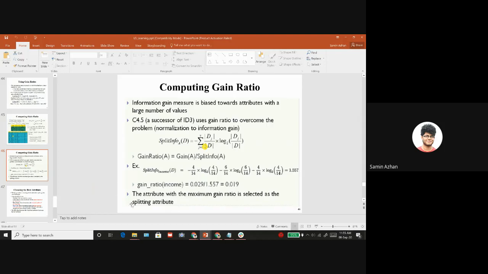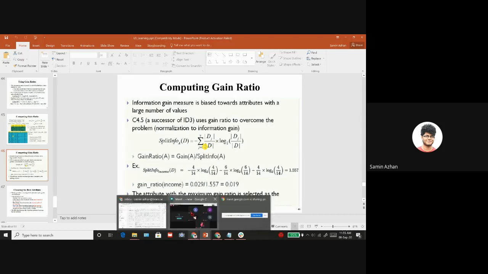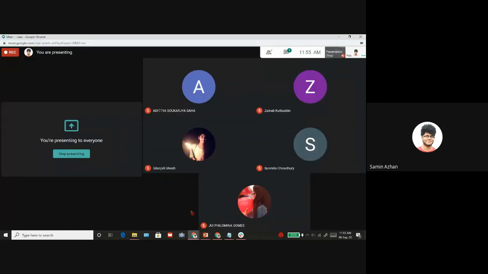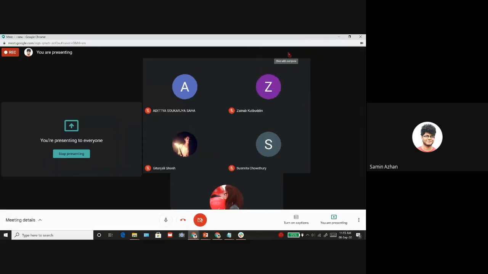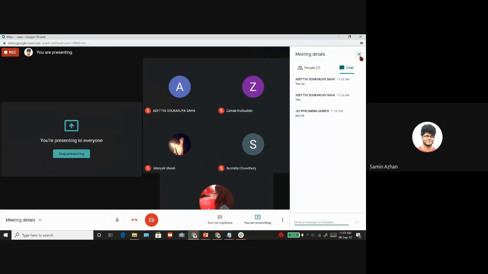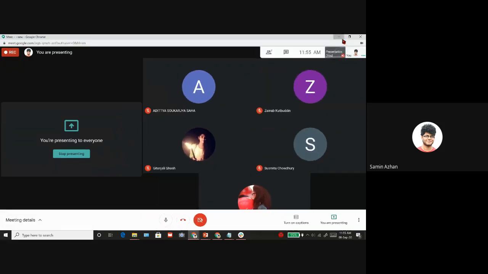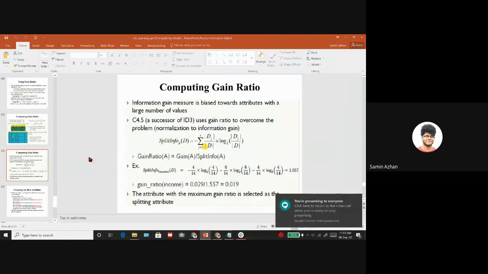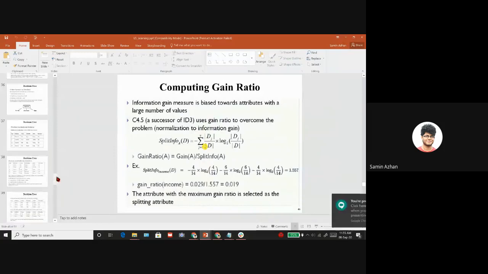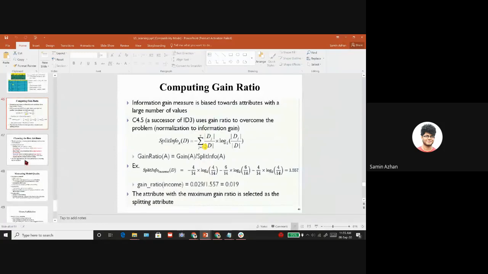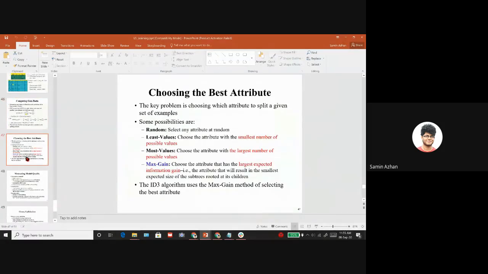Any questions, or are you guys following along? That's pretty much it for decision trees. Let's look at the next slide.